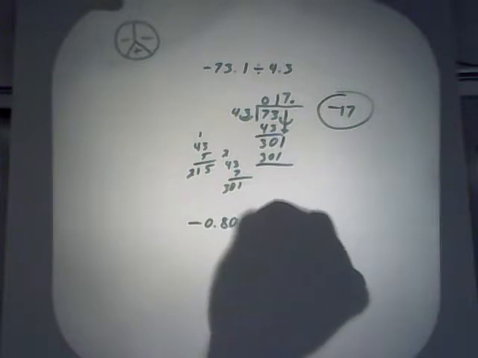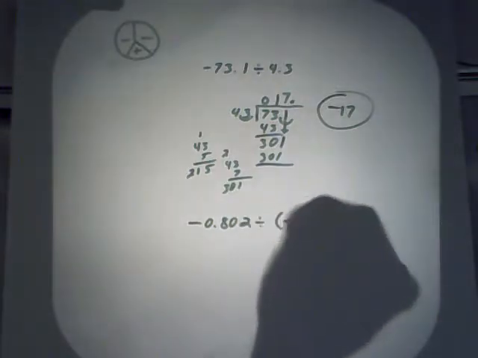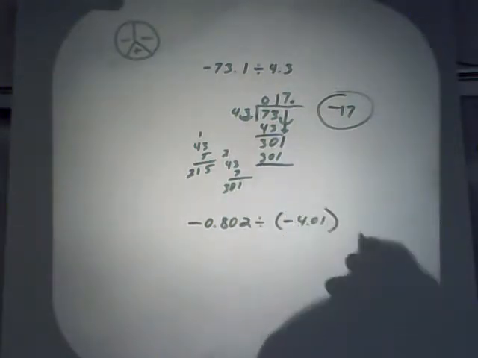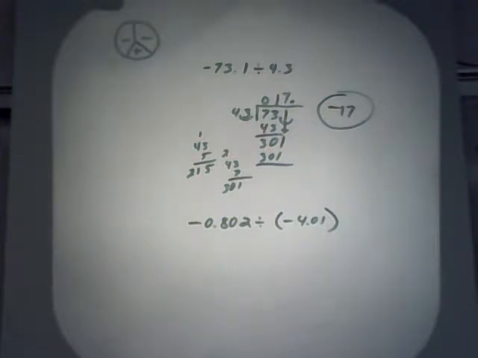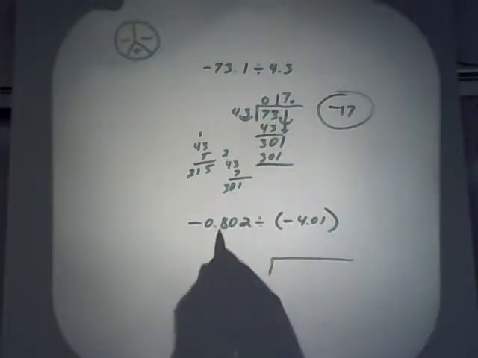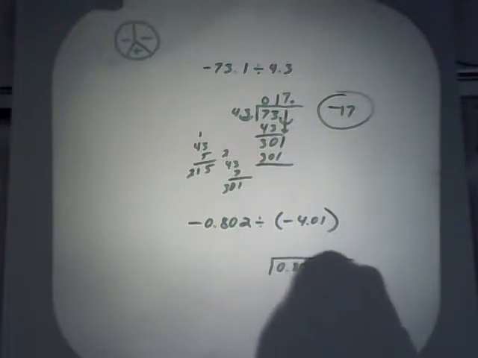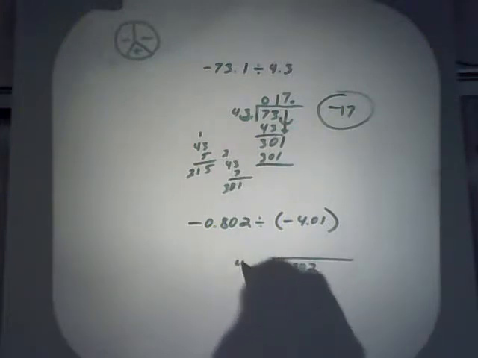0.002 divided by a negative 4.01. Yikes, that is ugly. Okay, so which one goes in the den? First one. Put this guy on the outside.